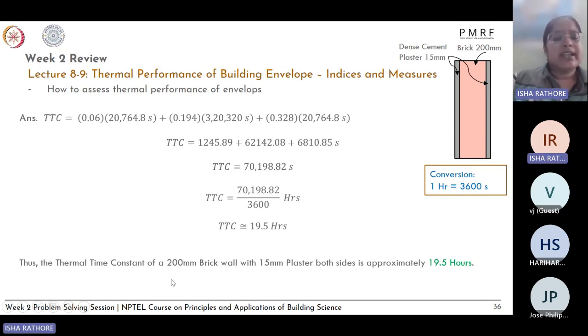So the thermal time constant of a 200 mm brick wall with 15 mm plaster on both sides is close to 19.5 hours. Okay. So this is how you solve for TTC. I know it's slightly complicated, but that is how the formula works. And this is the amount of time it takes heat from outside to reach inside completely.